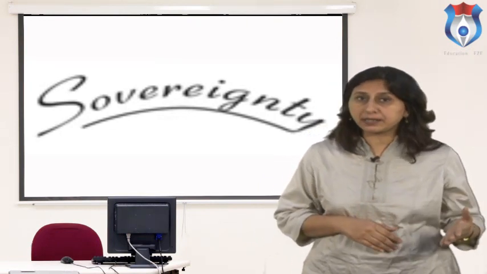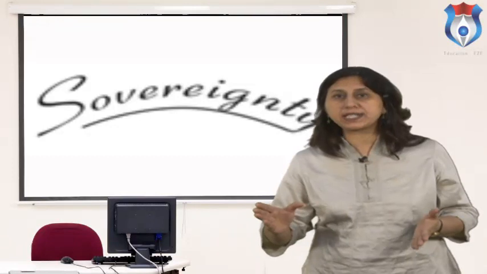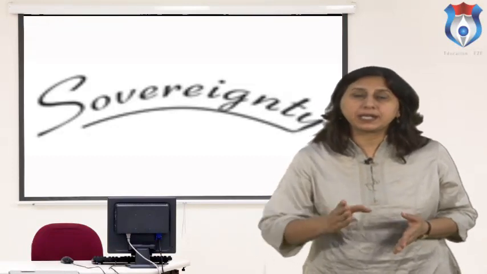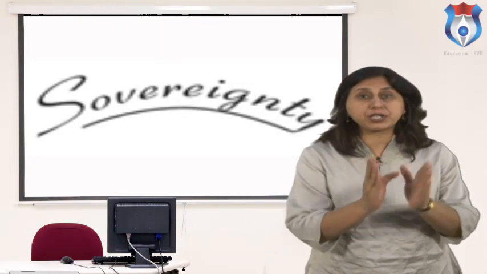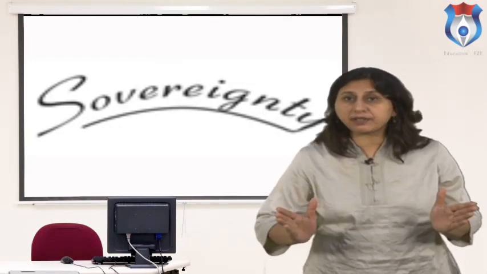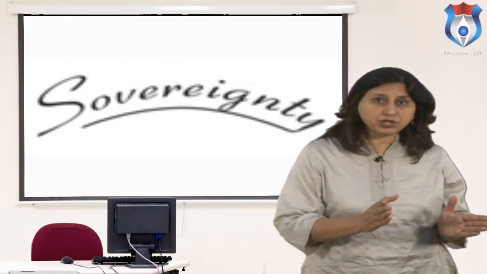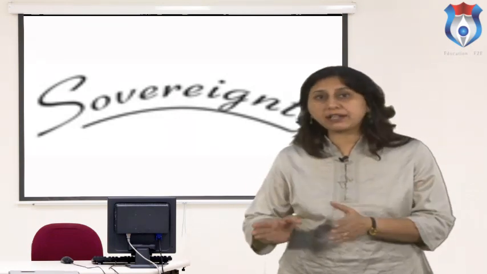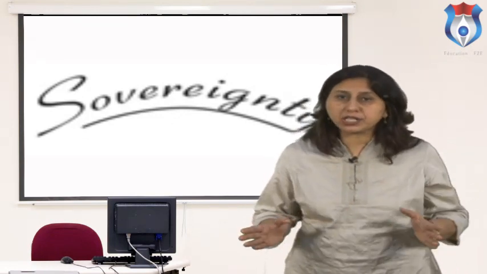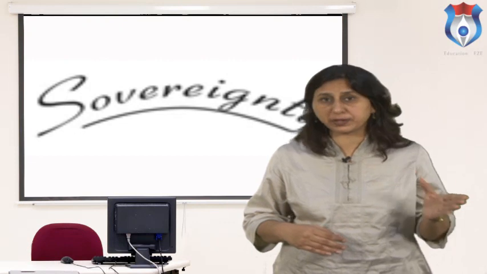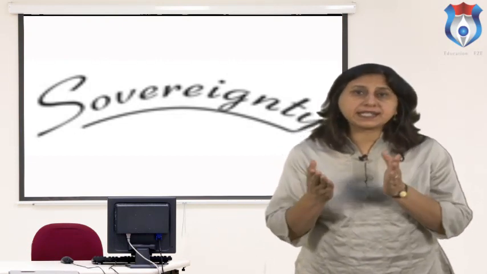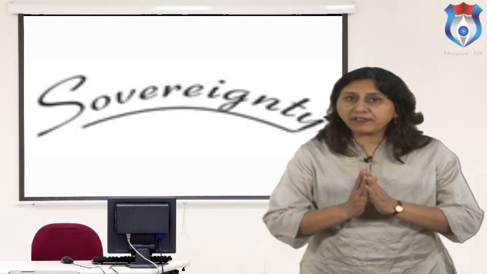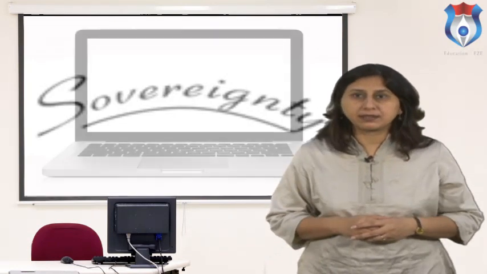Power to direct, by order, any agency of the government to intercept any information transmitted through any computer resource if it is necessary or expedient in the interest of the sovereignty or integrity of India, the security of the state, friendly relations with foreign states, or public order, or for preventing incitement to the commission of any cognizable offence.